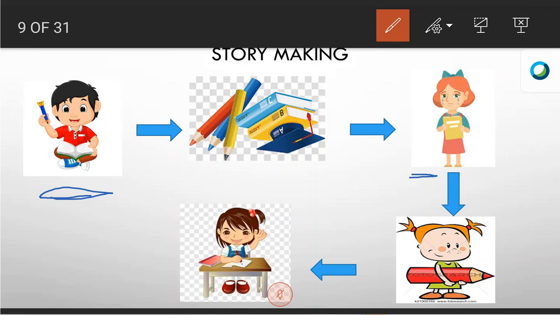So in the first picture, there was a boy who is happily doing his writing work, and he is having a few pencils and books. The third picture is one girl is crying. The girl is crying because she forgot her pencil. She didn't bring her pencil to the class. Then she got a pencil. Fourth picture, she got the pencil. Fifth picture, she is happily doing her writing work.